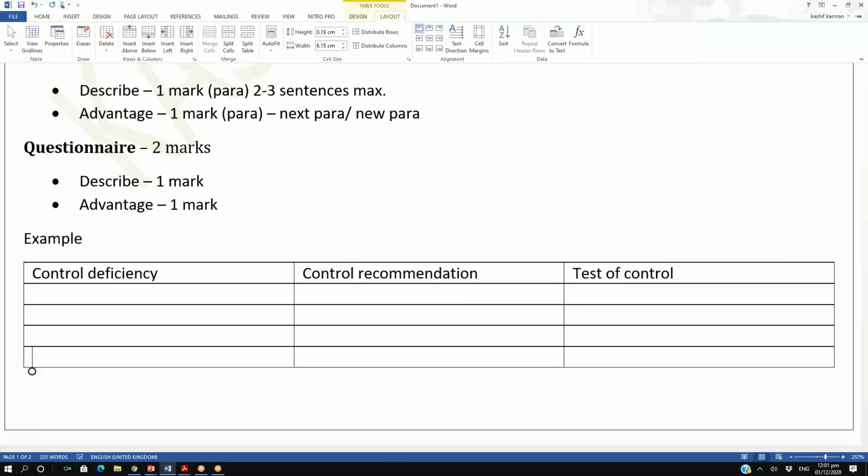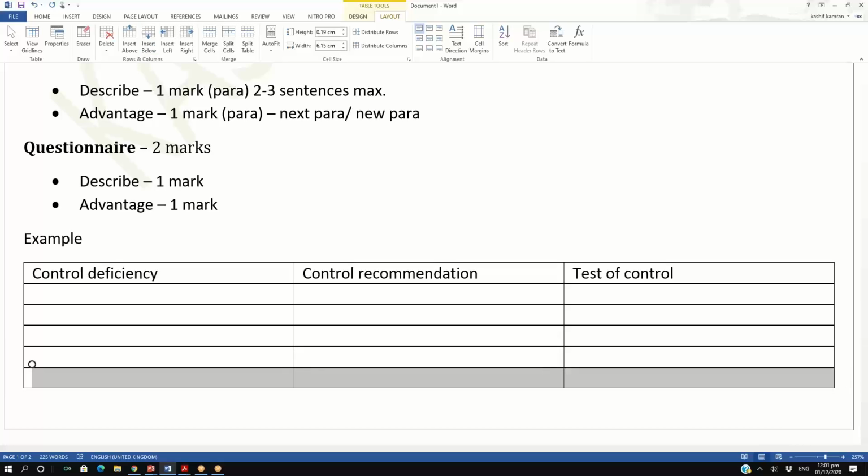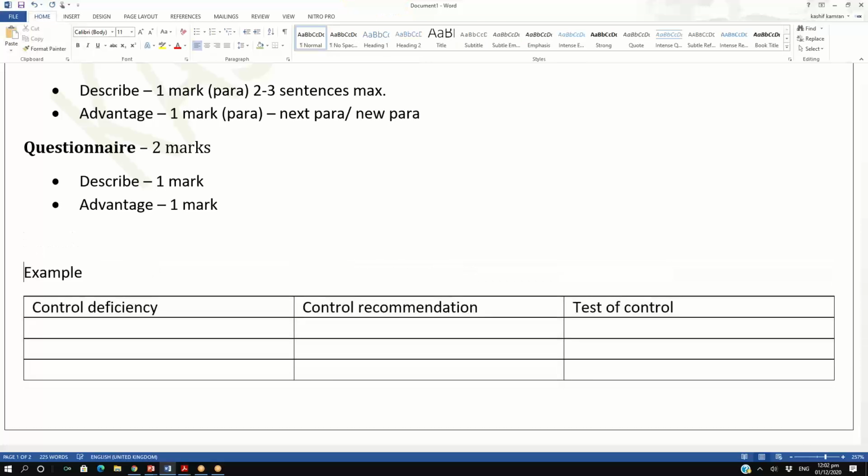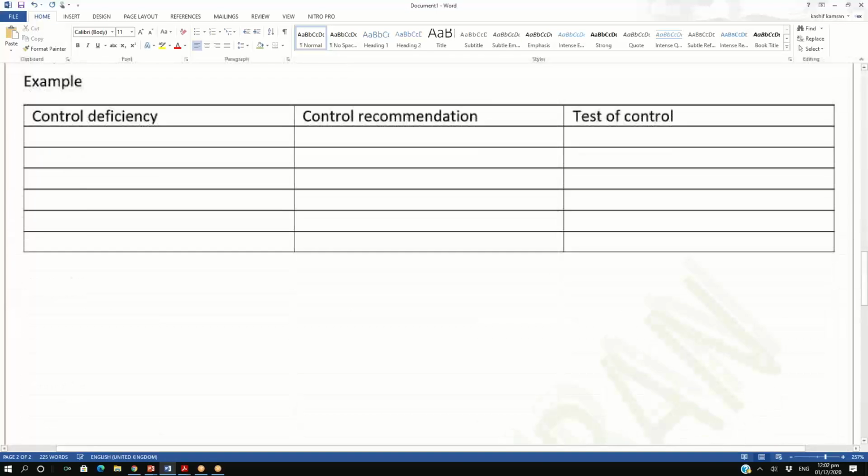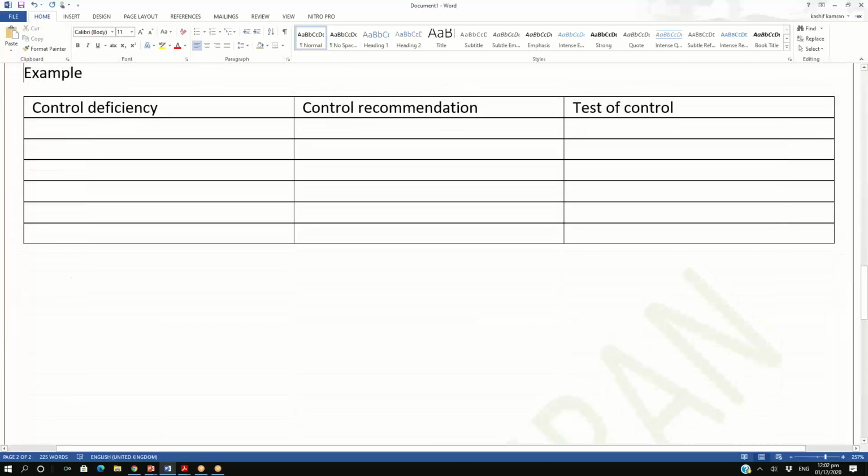Obviously, in the exam, you can insert the table. At times, the examiner has given you a table itself to answer in the response section of your computer-based exam. Now you have 6 rows coming under it. You need to work on a control deficiency, and for every control deficiency, you need to give a recommendation and a test of control.